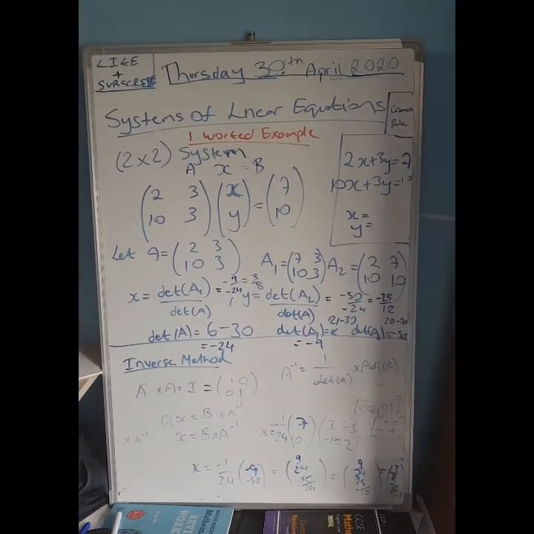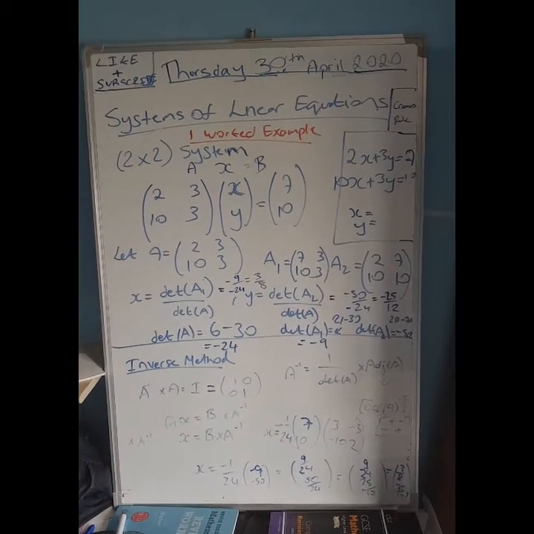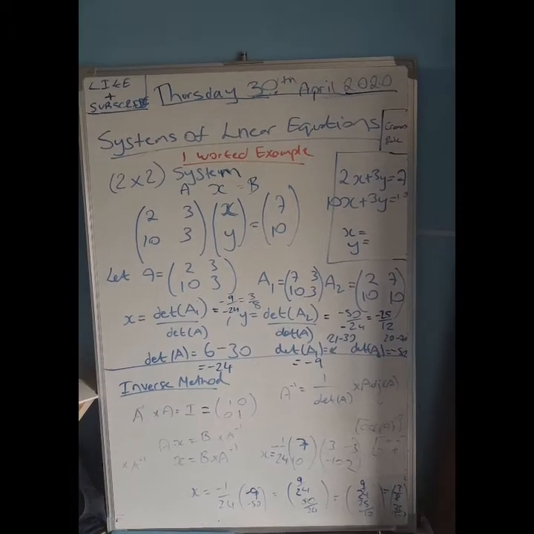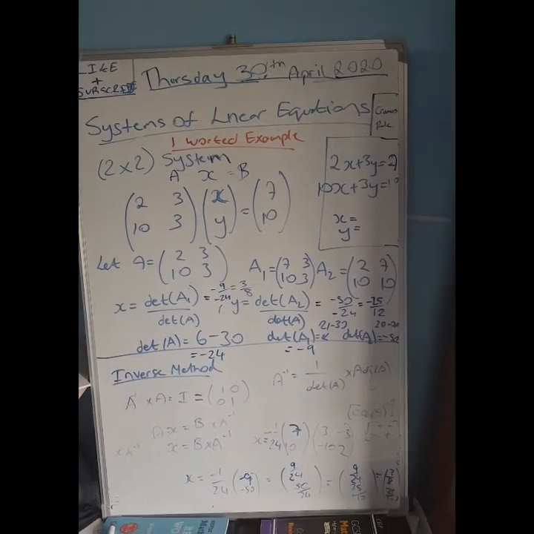So that's known as Cramer's Rule, guys. That's actually quite a nice method, and it's used for 3x3 systems, 4x4, and 5x5, and so on and so forth.